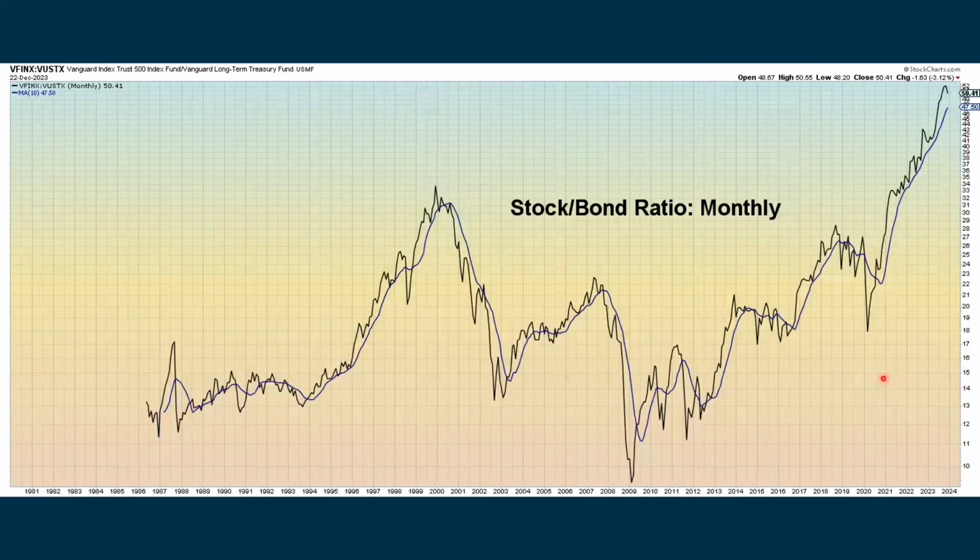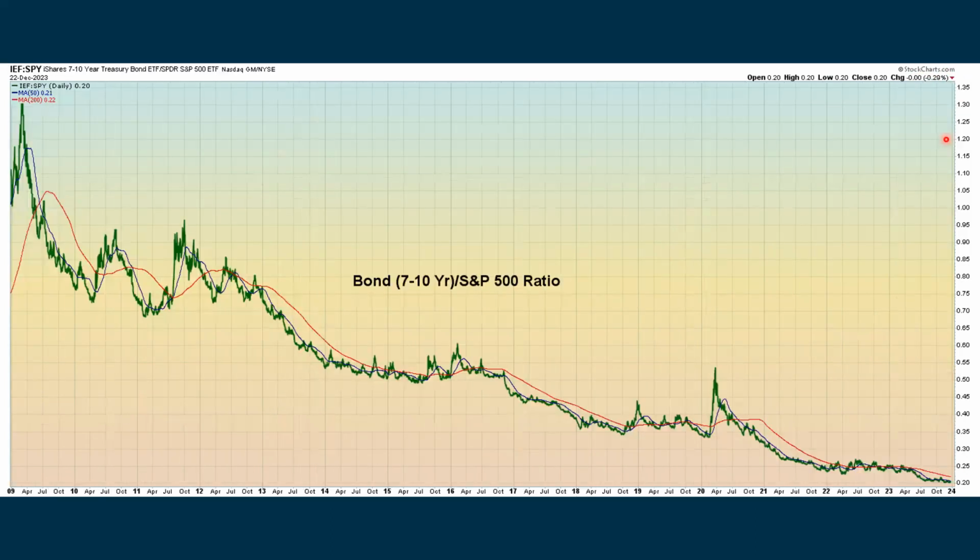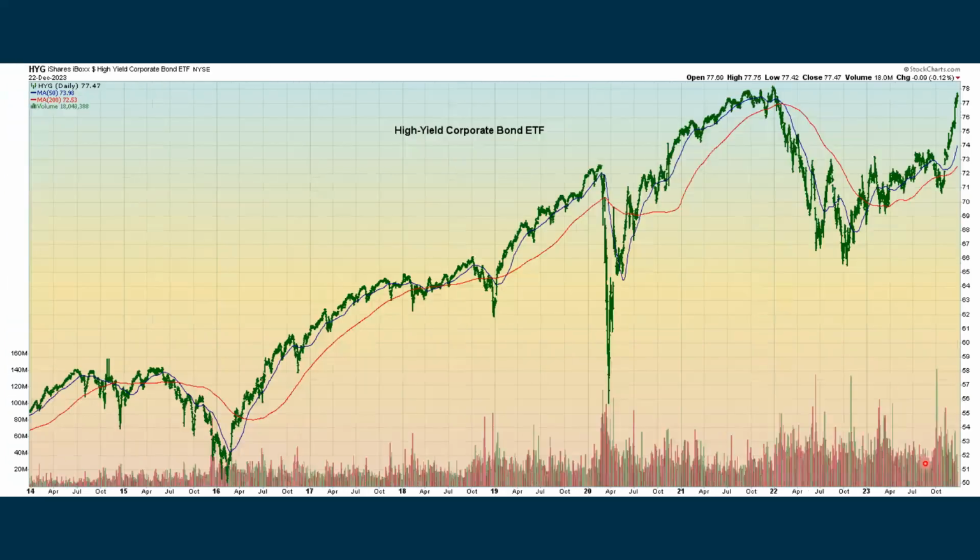Then we look at a monthly chart of the stock-to-bond ratio. We're rolling over just a little bit, but stocks are still outperforming bonds. This is a shorter-term chart where we're looking to see where bonds are underperforming stocks.